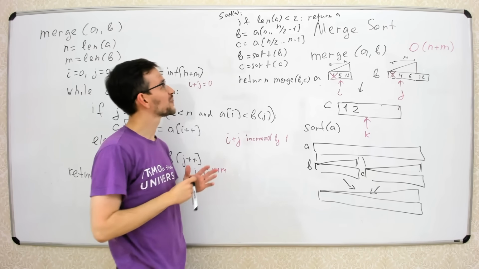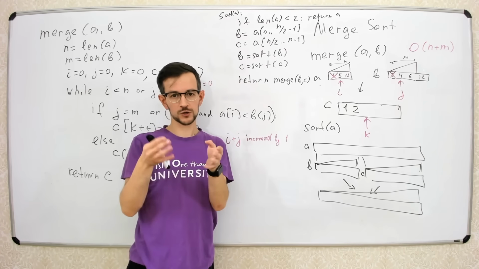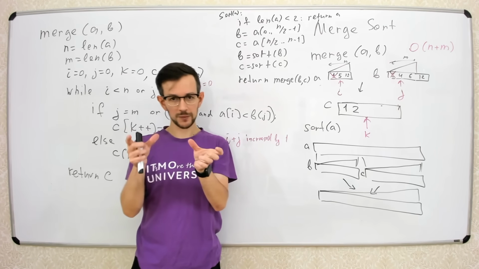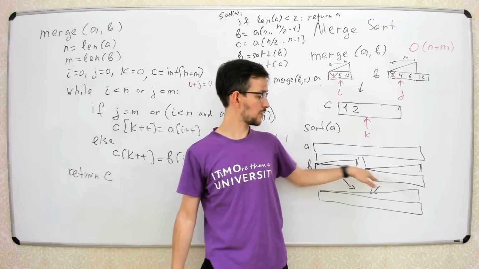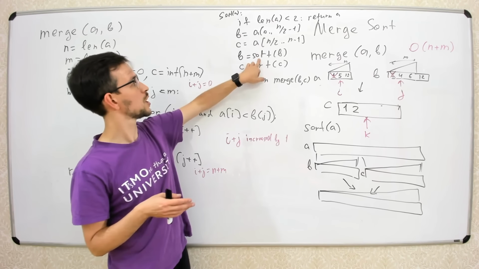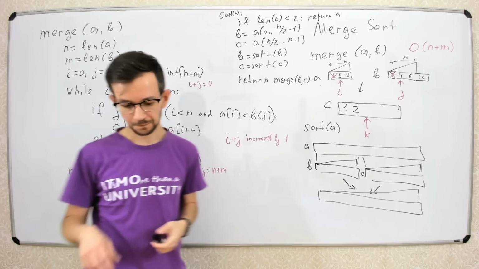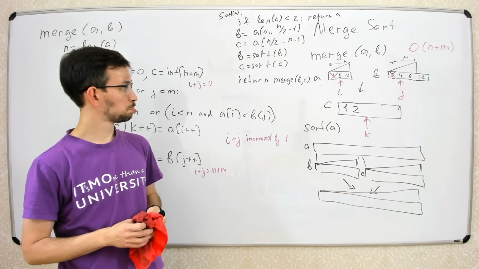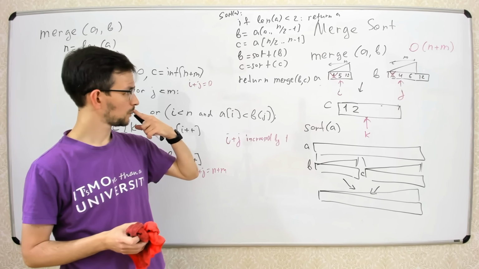Now it's fine. So again, how does it work? If array A is small, it's one element or it's empty, we just return the same array. It's already sorted. If it has at least two elements, we can split it into two parts, the left half and the right half. Then we sort both halves using the same algorithm. We just call the same function here. And then merge these two arrays into one big array. Cool. Looks fine.